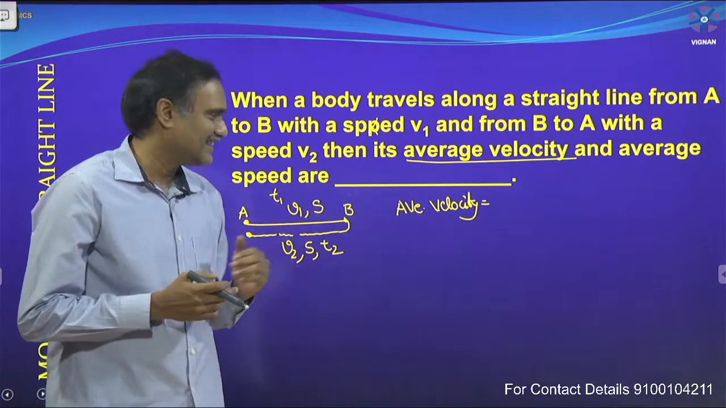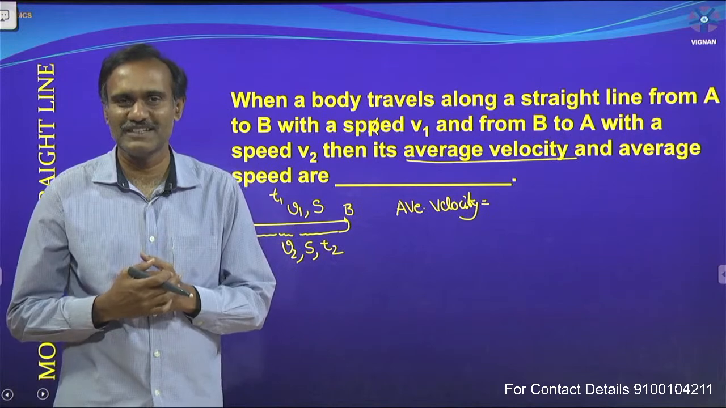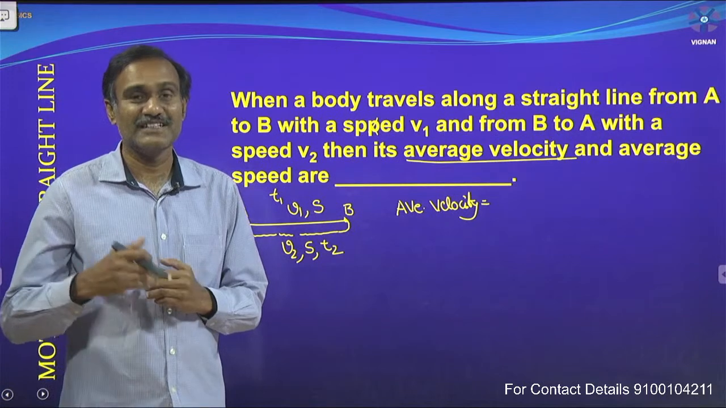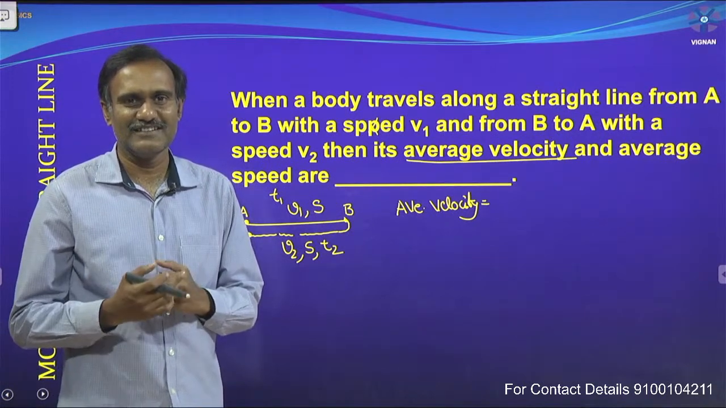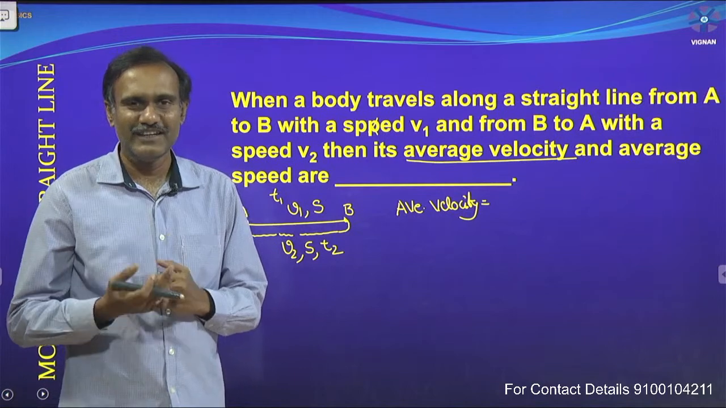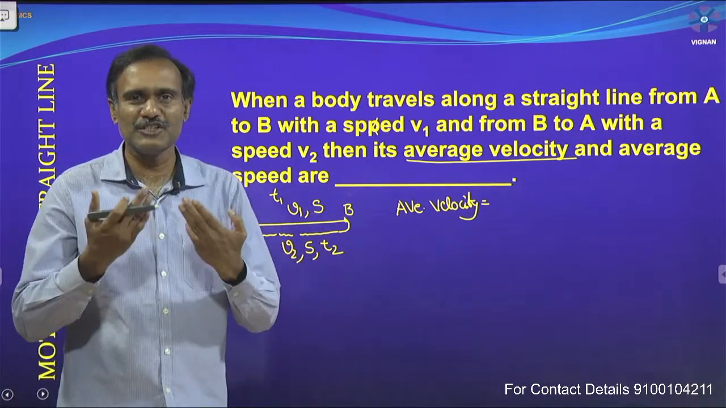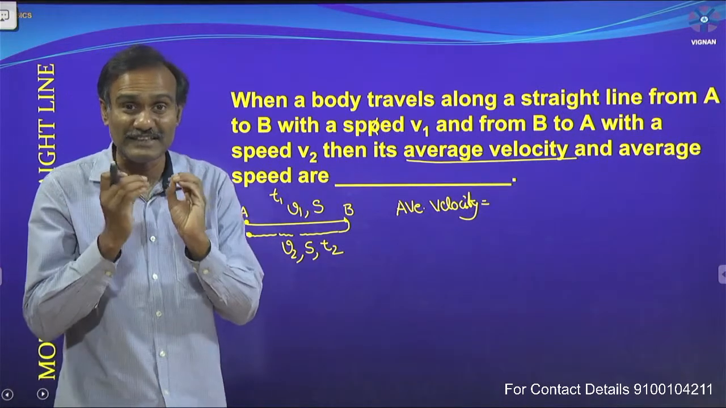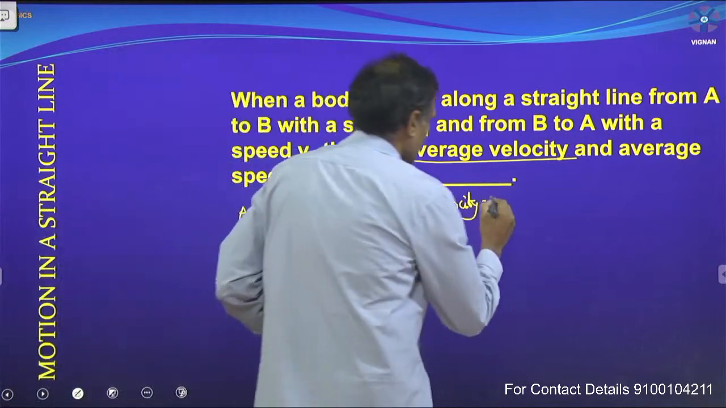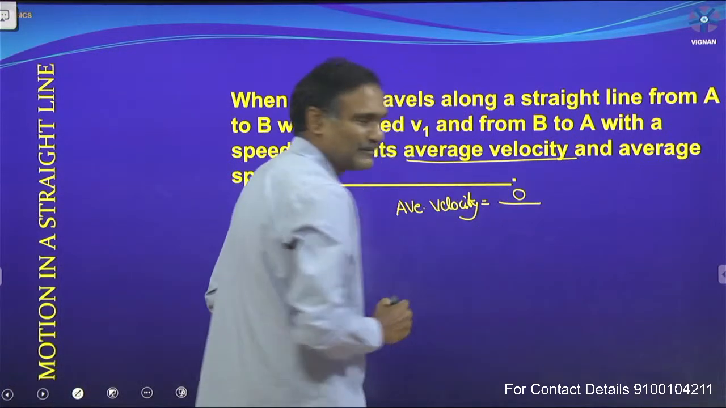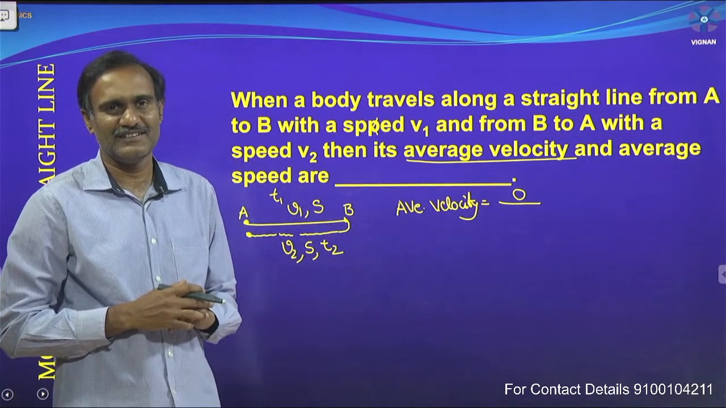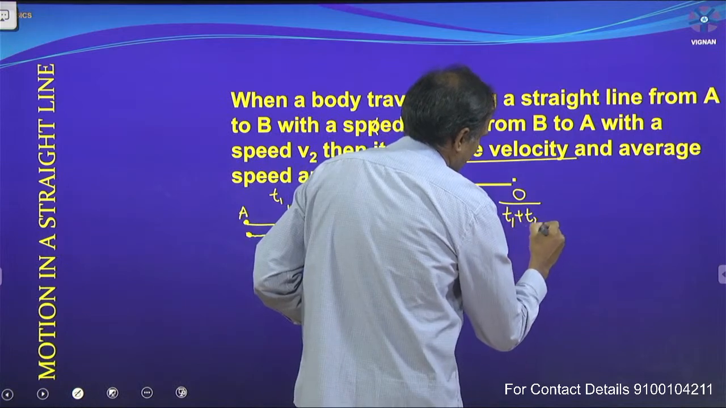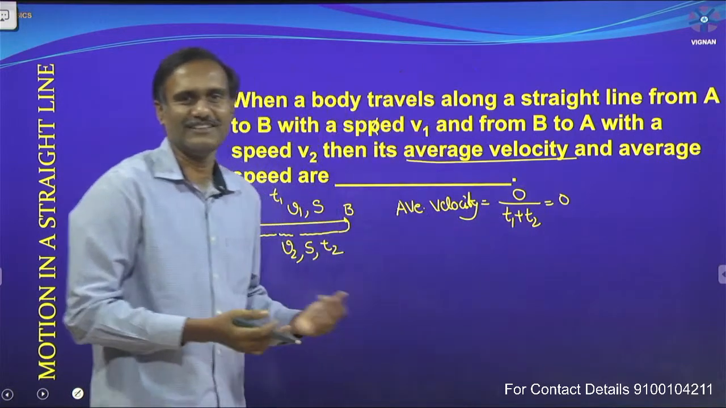Now for this entire journey, what is the displacement covered by the particle? 0. Why? Displacement is nothing but final position minus initial position. Here its final position coincides with its initial position. So displacement is 0. Now what about the time interval? t1 plus t2. Then average velocity is equal to 0.